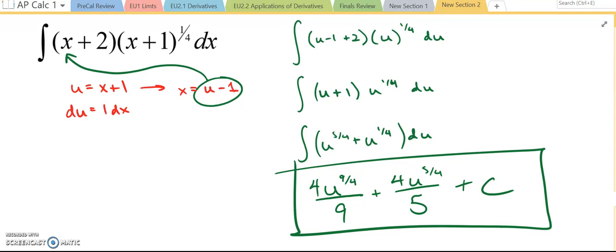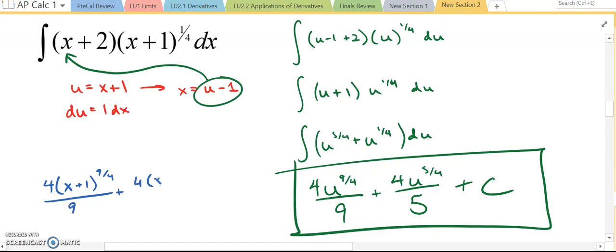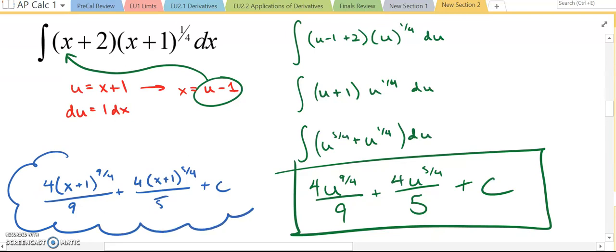So one last thing that I want you to do is go back and plug those x's in. Here is my final result. I'm going to be putting in the x plus 1 back into the problem as it was given to me originally. Voila.